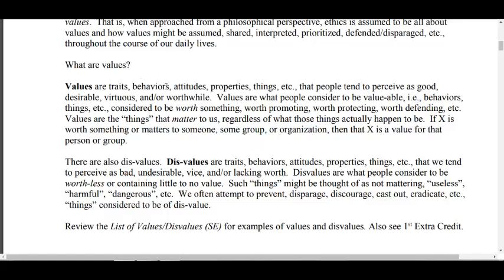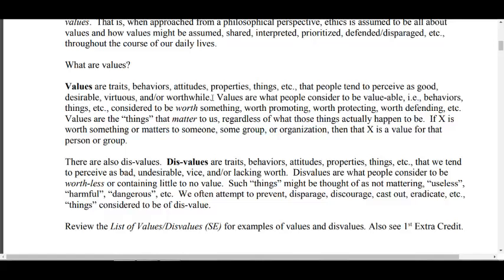But they tend to be traits or behaviors or attitudes, properties, or things that people tend to perceive as good, desirable, virtuous, or worthwhile. When we say that has value, what we mean is it's worthwhile. It has some worth. And it matters. It matters that it exists. It matters that it's in place, that we want it to be there in some kind of way. It's desirable. It's something, if we were to have it, our lives would be more valuable.